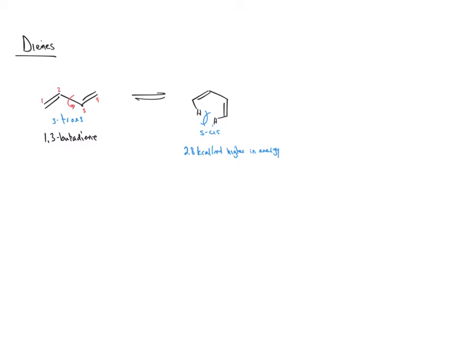So what we need to do is look at the molecular orbital description of 1,3-butadiene and see if we can explain why there's restricted rotation around that C2-C3 bond. So let's do that.